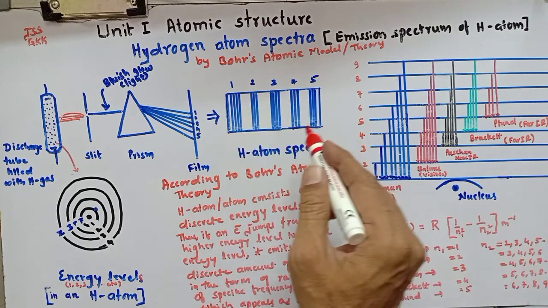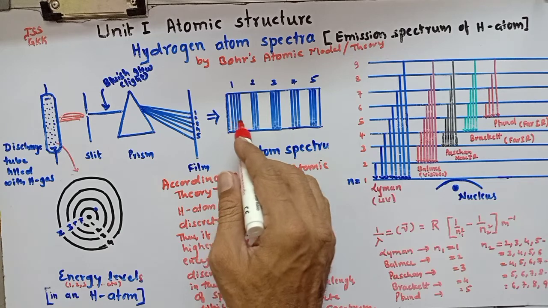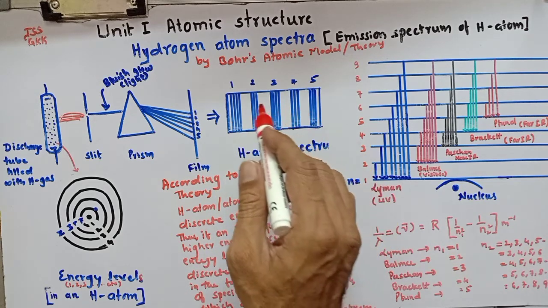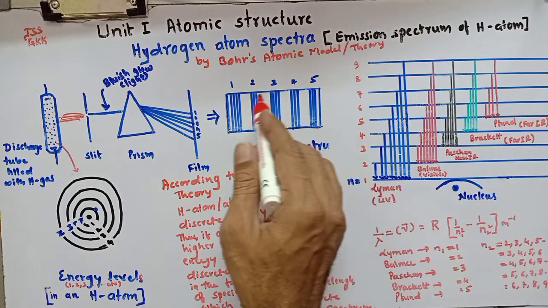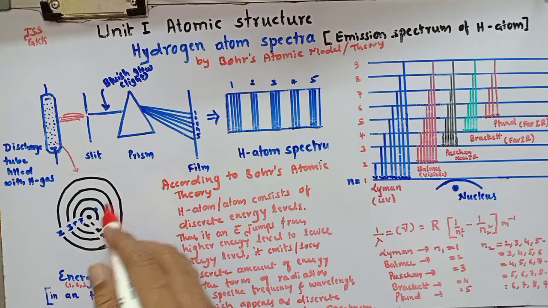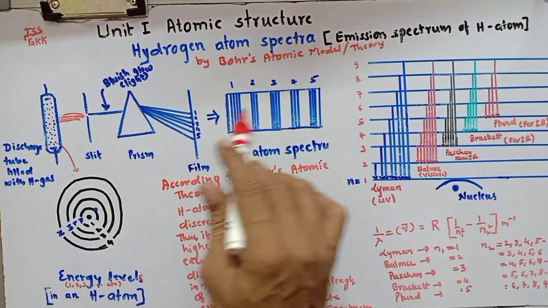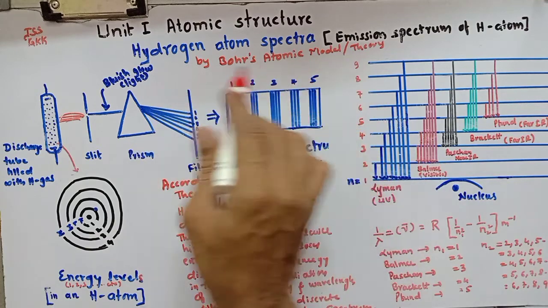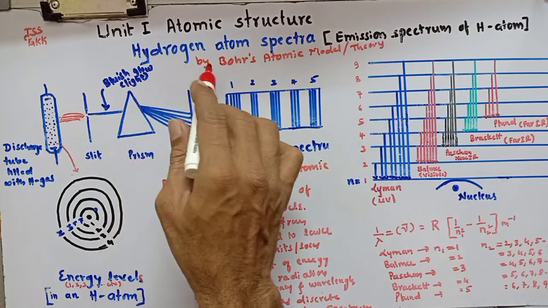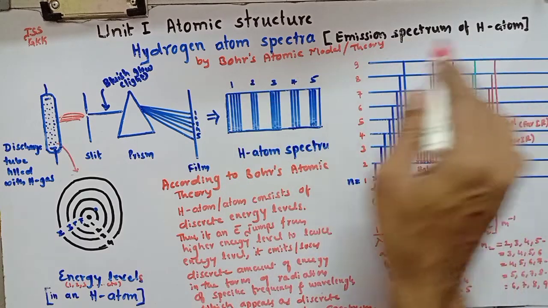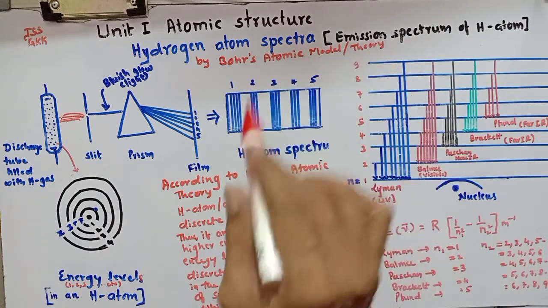Here the question comes: why are discrete spectral lines present in the hydrogen spectrum, and one more fact, why are a large number of spectral lines present in the emission spectrum of hydrogen, even though the hydrogen atom consists of only one electron? So this can be explained on the basis of Bohr atomic model. So today's lecture is on the explanation of hydrogen atom spectra, or emission spectrum of hydrogen atom, on the basis of Bohr atomic model.